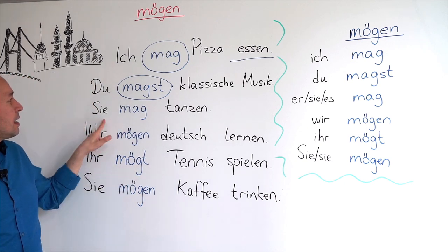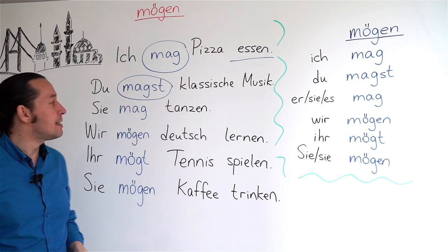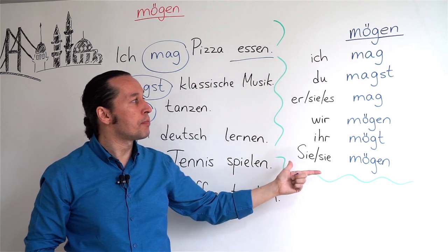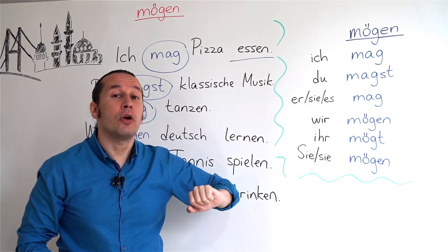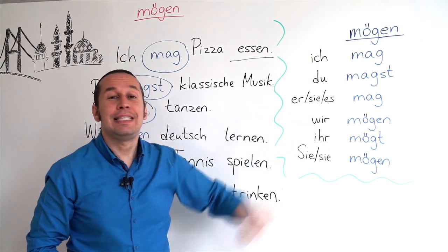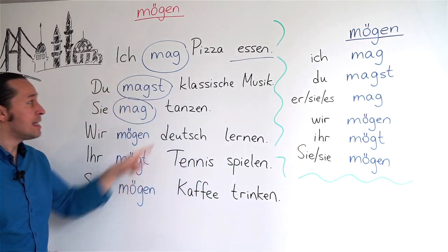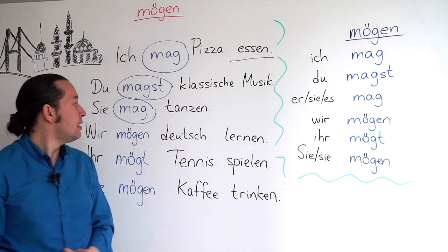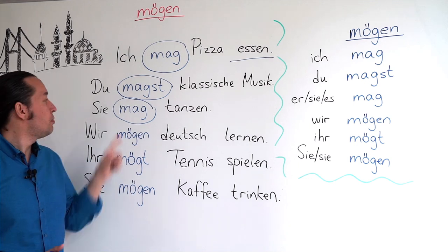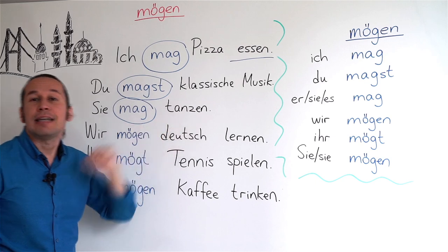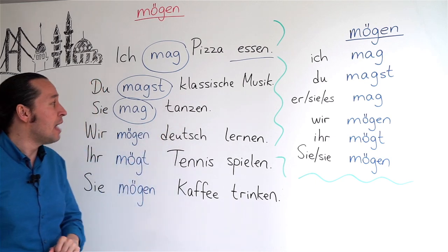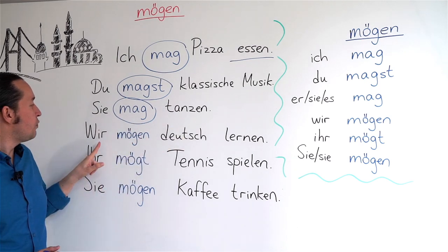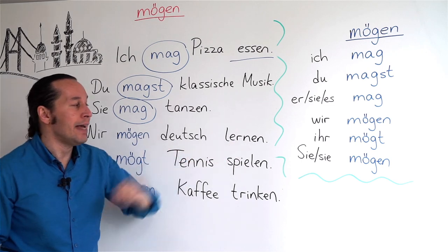In the next sentence, it says, sie mag tanzen. Sie mag, so this is which pronoun? It is the third singular form, which stands for sie mag. She likes dancing is tanzen in German. Tanzen, dancing. So she likes dancing would be then sie mag tanzen. Okay, she likes to dance. Sie mag tanzen.